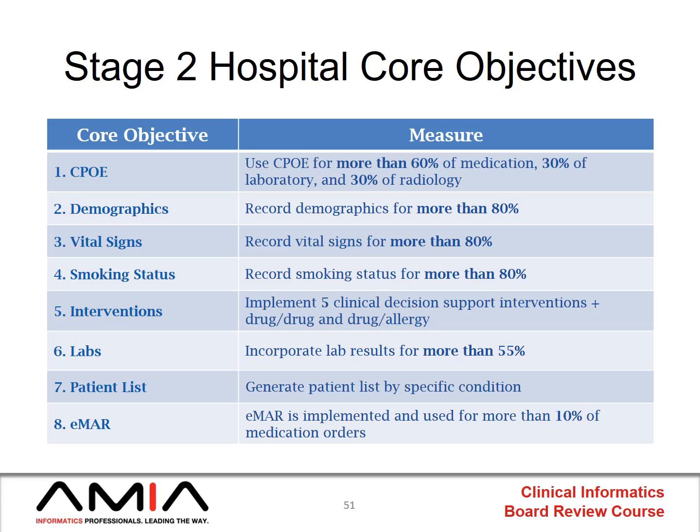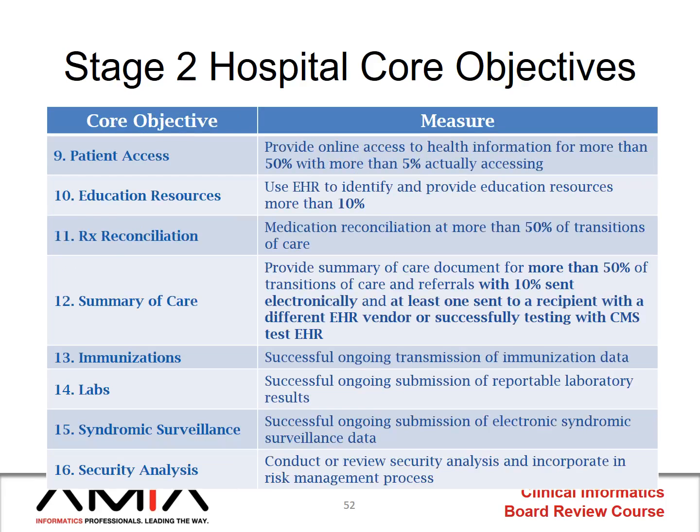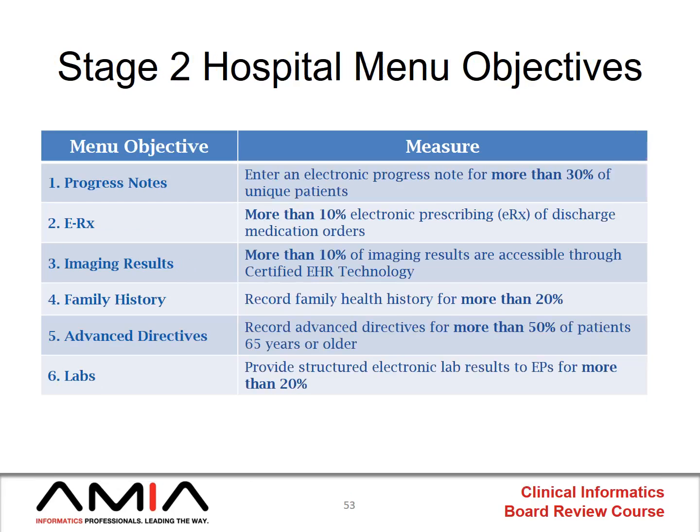This slide shows part 1 of the stage 2 core objectives for hospitals, which include eligible hospitals and critical access hospitals. And this slide shows the second half of the core objectives for stage 2 for hospitals. And finally, this slide shows the menu objectives for stage 2 for hospitals.